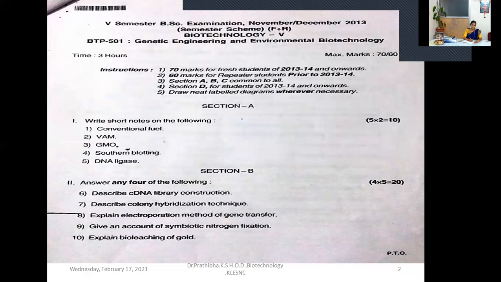Important points you need to underline. After each answer, put double lines. Okay, and wherever you require a flow chart, write the flow chart, and wherever diagrams come, kindly label that, and below the diagram you write what it is.